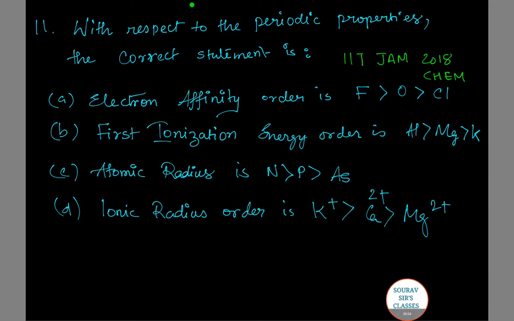Today we will be solving some IIT JAM Chemistry questions from this year, that is 2018. So we have question number 11 in hand. With respect to the periodic properties, the correct statement is, and we have 4 options given to us. We have to choose from among these 4.